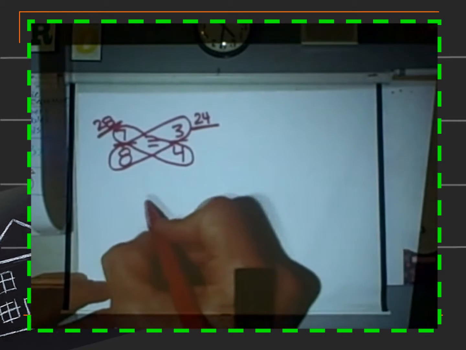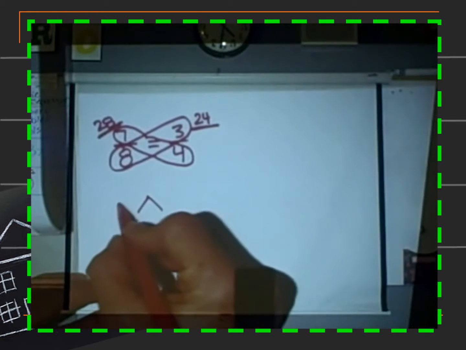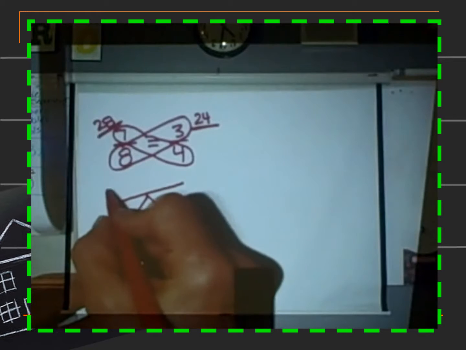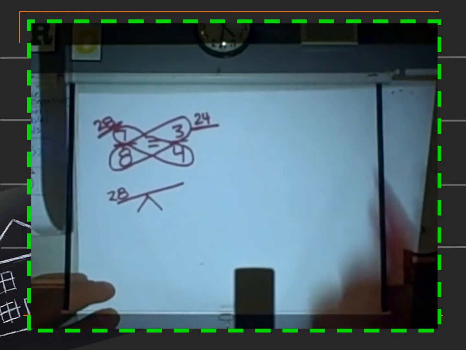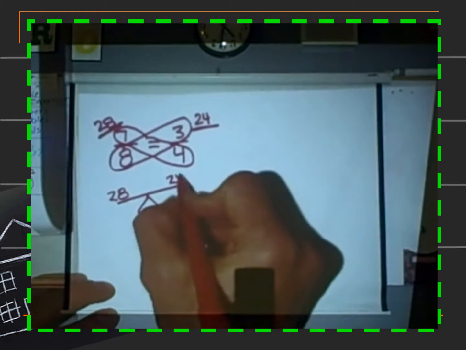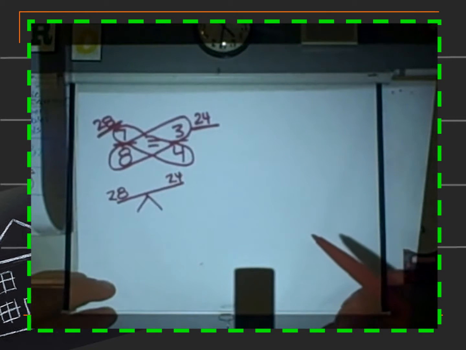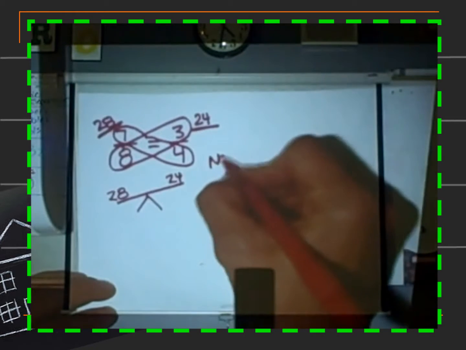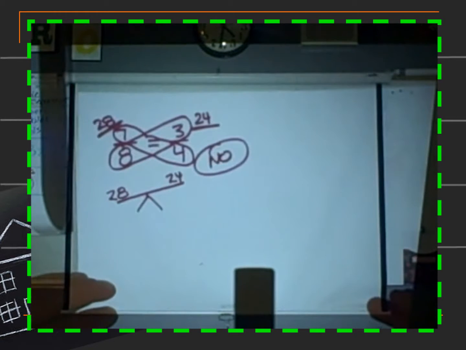Okay, so let's think of our balance. In this case, our balance will be angled. We'll have 28 on the bottom, 24 on the top. If you notice, those are not balanced, so this does not form a proportion.